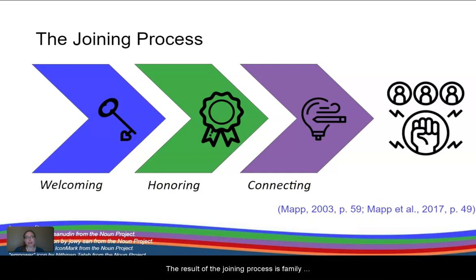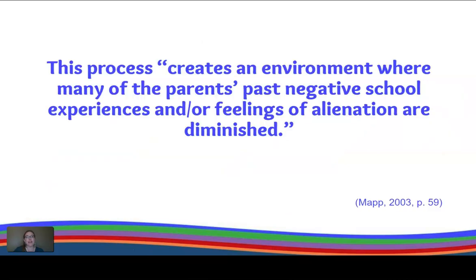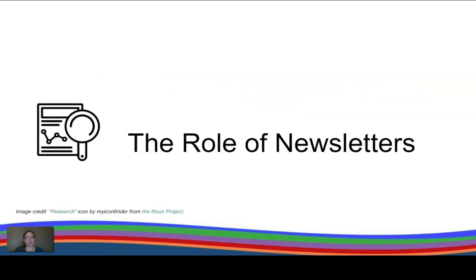The result of the joining process is family empowerment. Families have an increased capacity to support their children's learning and are more excited about partnering with school staff. The process also overcomes historical barriers between schools and families because it creates an environment where many of the parents' past negative school experiences and/or feelings of alienation are diminished. Instead, they feel like members of the school family.